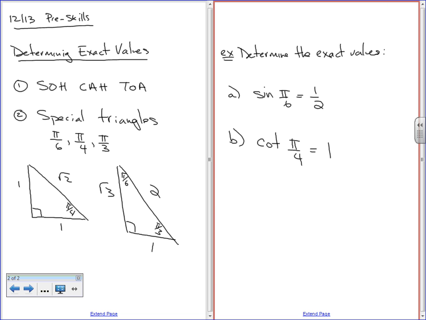It becomes a little bit harder when these angles that we're trying to figure out the exact value for are greater than pi over 2 radians, or greater than 90 degrees. So when they're greater than 90 degrees, we need to use something called the related acute angle.